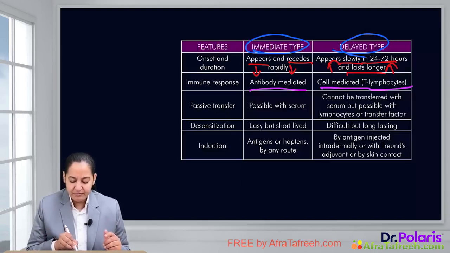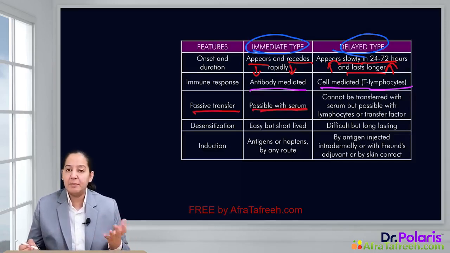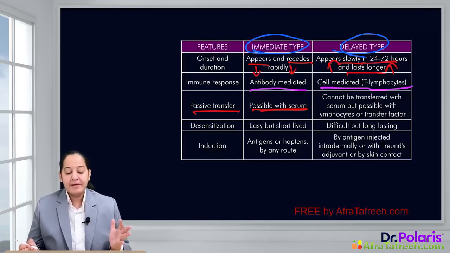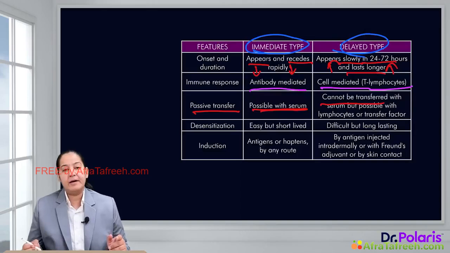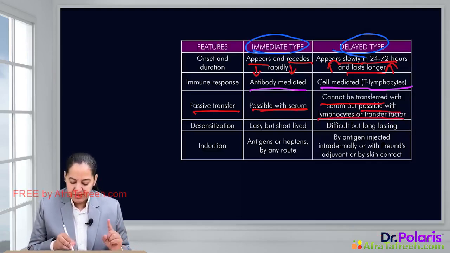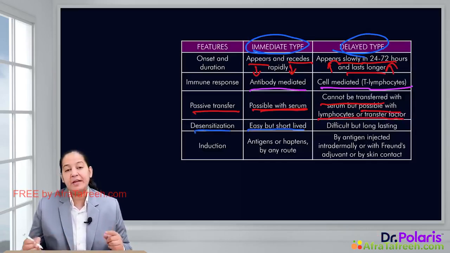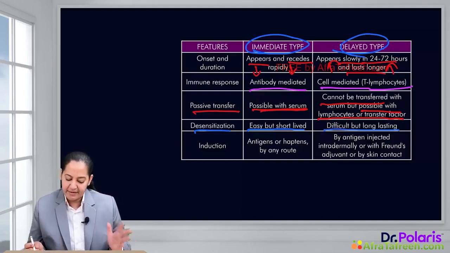Now about the passive transfer. Passive transfer is possible in the immediate type because in passive transfer, antibodies are transferred in the serum. So passive transfer is possible with serum in the immediate type because it is antibody mediated. But in the delayed type, the hypersensitivity cannot be transferred with passive transfer. It is possible with lymphocyte transfer or transfer factor. Now desensitization. Desensitization is easy in the immediate type but it is short-lived. And desensitization is difficult in the delayed type but it is long-lived.